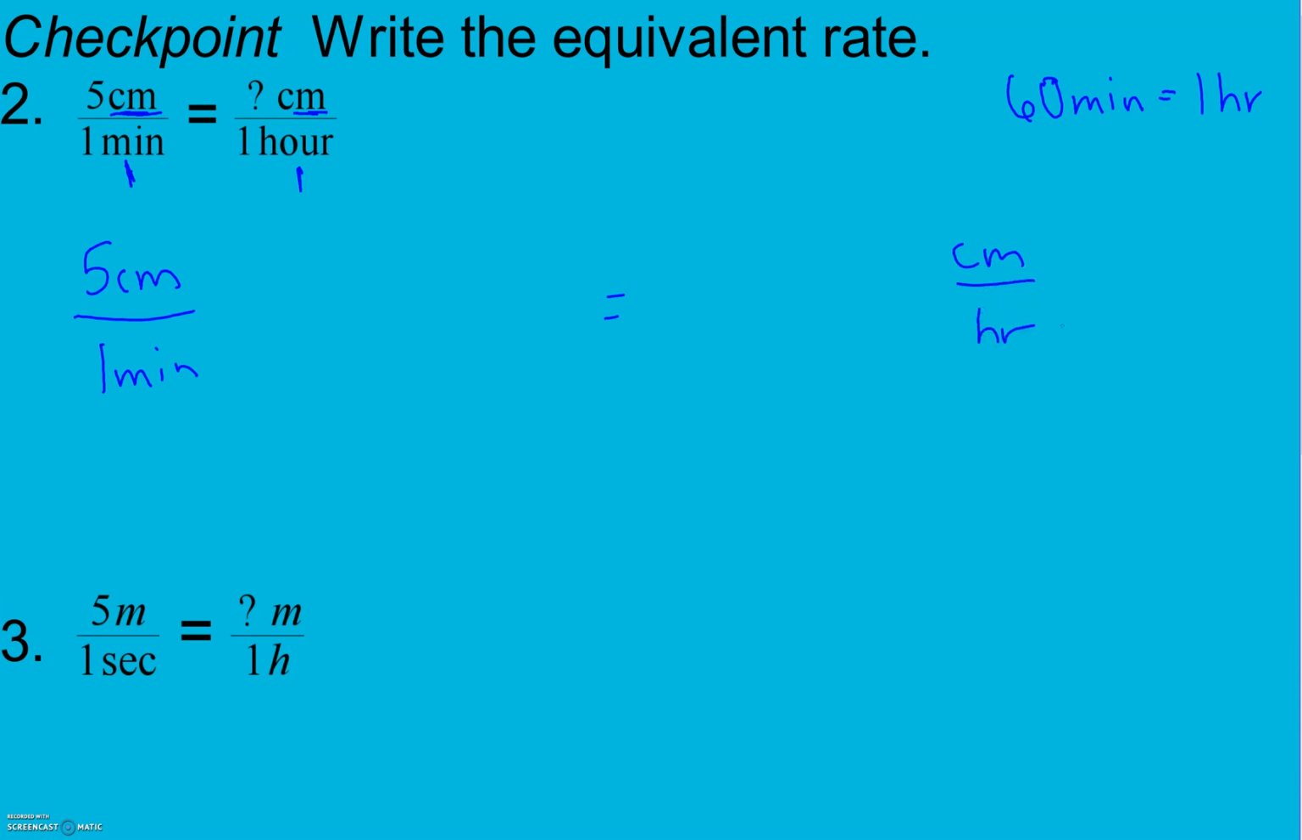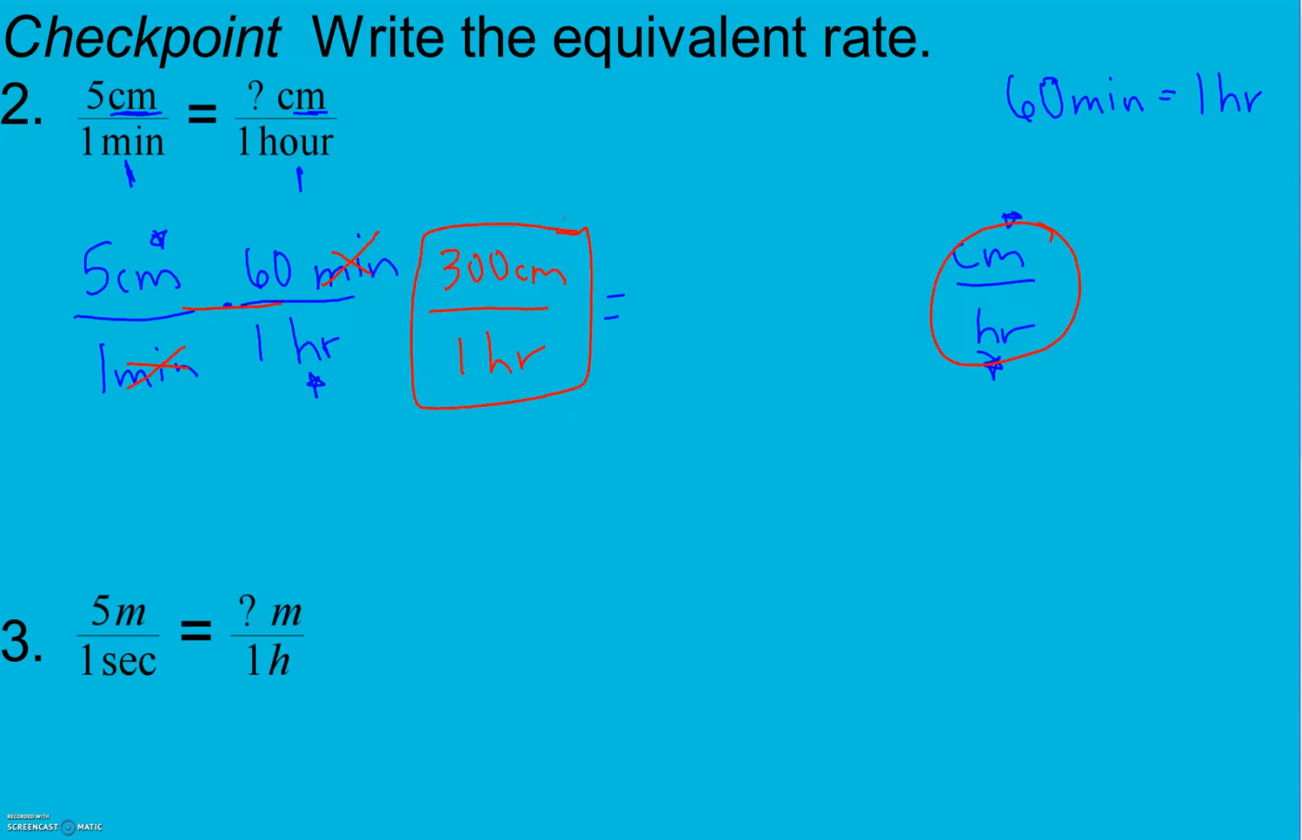So I need centimeters on top. I have centimeters on top. I need hours on the bottom. I also need minutes to cancel. So 60 minutes in 1 hour. Minutes and minutes. When I multiply across here, I get 300 centimeters per 1 hour. And I have centimeters per hour, so this is what I'm looking for.